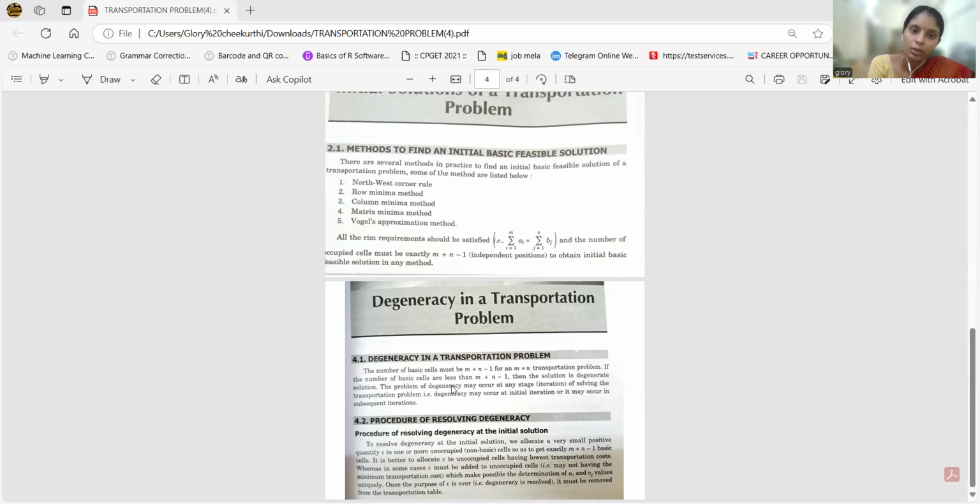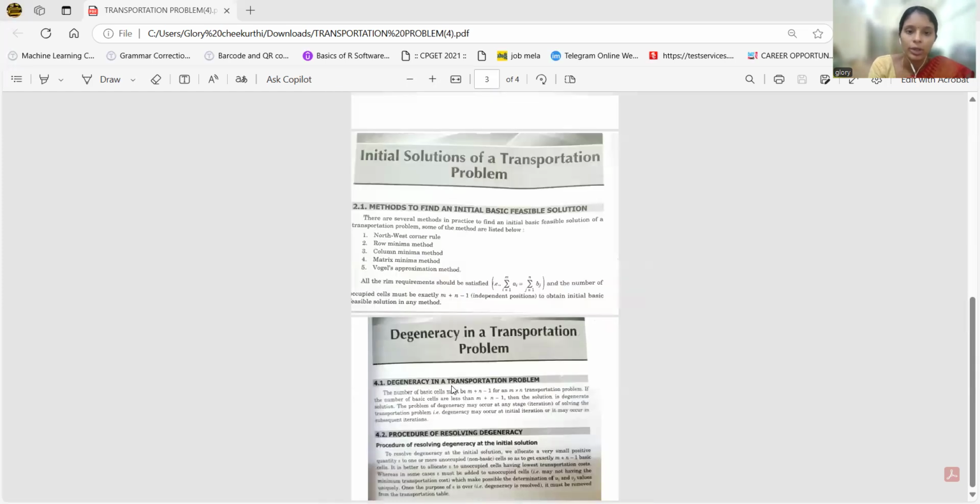Out of all five methods, Vogel's approximation method gives less transportation cost for the quantities to be transported from various origins to destinations. So we can use all five of the above methods for finding an initial basic feasible solution. To find the optimal basic feasible solution, we use the MODI method.